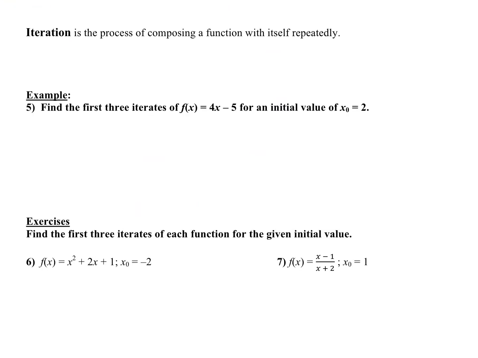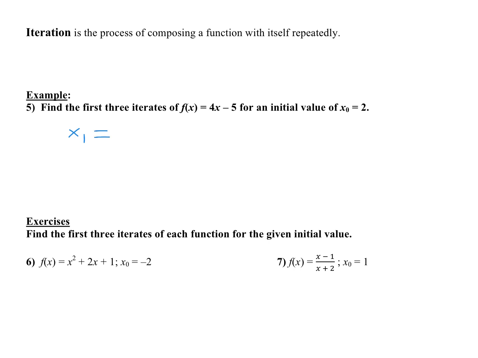All right, on the back, we're learning about iteration. Iteration is the process of composing a function with itself repeatedly. Right, we are asked to find the first 3 iterates for number 5. They give you x0. So by the first 3 iterates, they mean x1, x2, and x3.